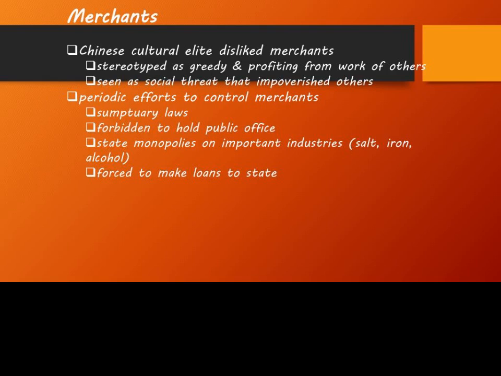Now, there were periodic efforts to control merchants and the profit that they made. There were some sumptuary laws. They were forbidden to hold public office. There were even state monopolies on some industries like salt, iron, and alcohol. And it forced them to make loans to the state. But merchants often prospered.